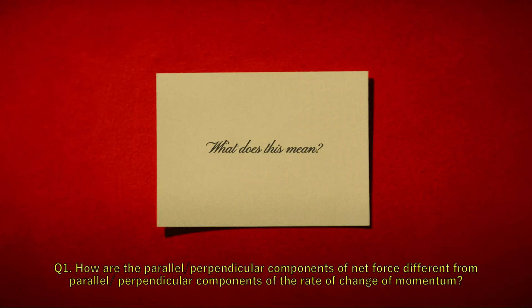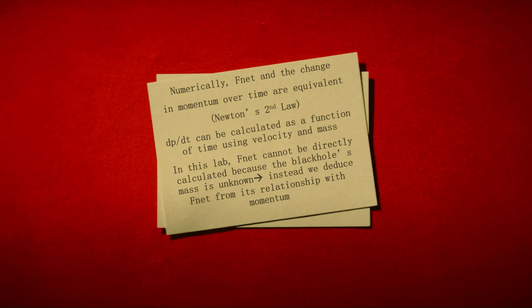What does this mean? How are net force and its parallel and perpendicular components different from the rate of change in momentum and its parallel and perpendicular components? Mathematically, net force and the change in momentum over time are equivalent according to Newton's second law. However, the only difference is that delta p over delta t can be calculated as a function of time using velocity and mass, which are either directly given or can be observed in the physical world. In this lab, F net cannot be directly calculated because the black hole's mass is initially unknown. Instead, we can deduce net force from its relationship with momentum.